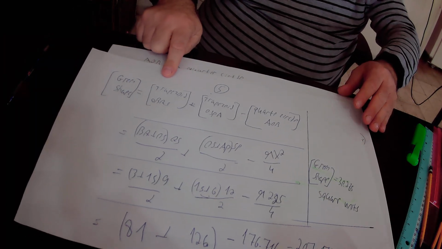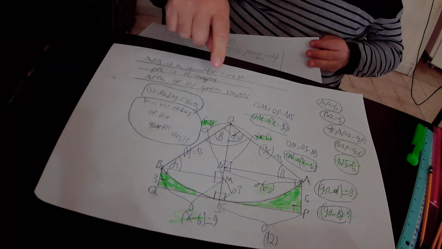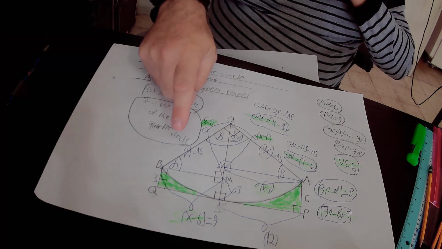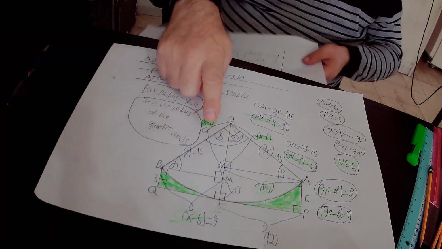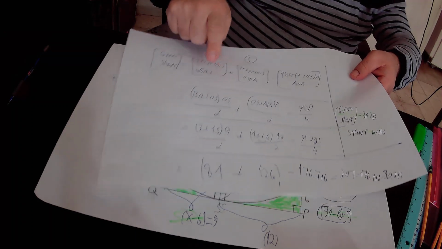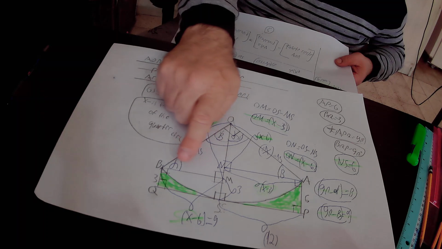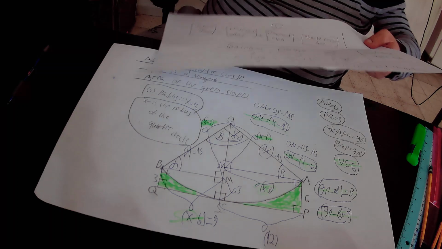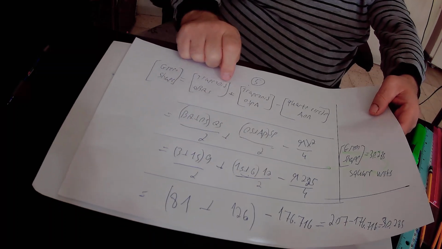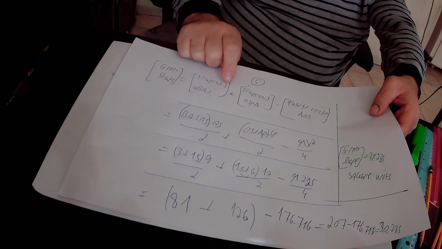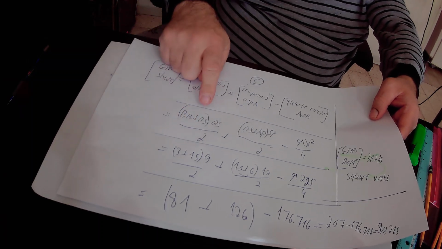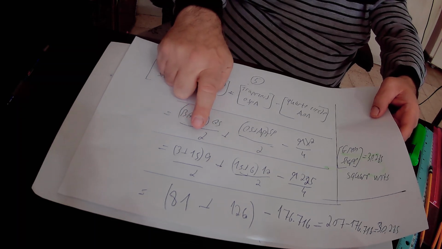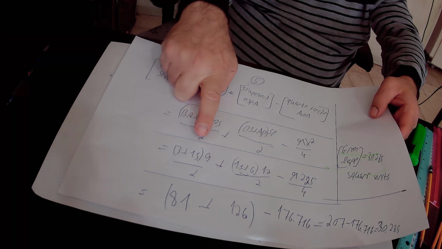What is the area of trapezoid OBQS? The area of trapezoid OBQS equals the sum of the two bases, that is BQ plus OS, times the height QS. Why is the height QS? Because it creates 90 degrees with the two bases. So it is times QS over 2. Okay, BQ is 3, OS is 15, QS is 9, divided by 2. 3 plus 15 is 18, 18 over 2 is 9, and 9 times 9 is 81.